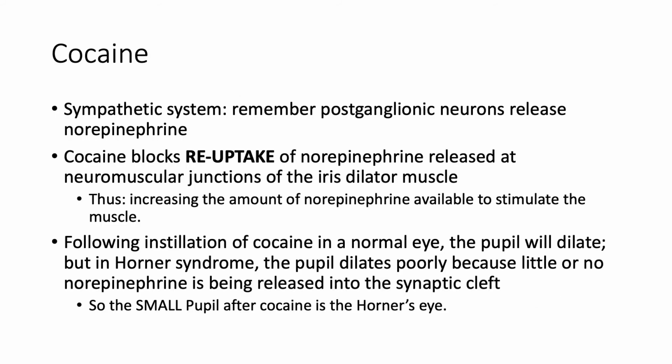Why does this happen? So the cocaine test, remember that postganglionic neurons release norepinephrine in the sympathetic system, similar to that in the oculosympathetic system. Cocaine blocks the reuptake of norepinephrine released in the neuromuscular junctions of the iris dilator muscle. So, if you increase the amount of norepinephrine available, you stimulate more dilation.